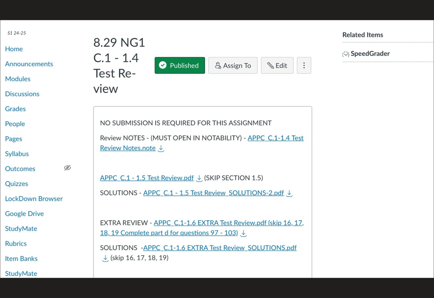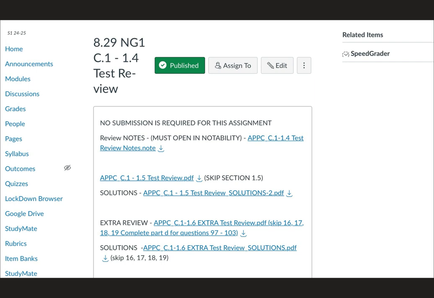Then for homework, tonight you want to start the actual test review, which is the problems, okay? Notice I put in here skip section 1.5. We didn't get to 1.5. It's not on your test. Don't do it. Then there are the solutions for that one. And then the extra review, which you can do, I would say save that till Monday, especially if you don't have a lot of plans on Monday, so that it's nice and fresh in your mind, okay? If you have plans Monday, obviously don't, but if you can save it to Monday, save it to Monday.